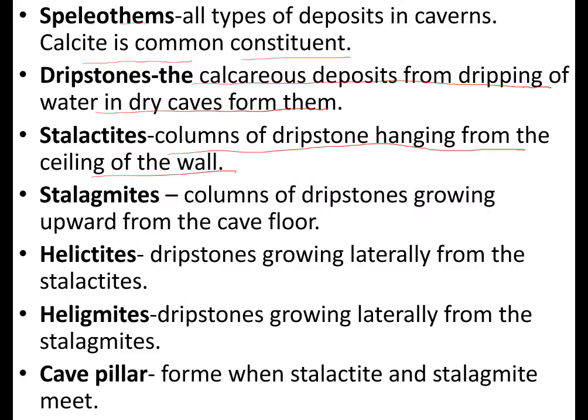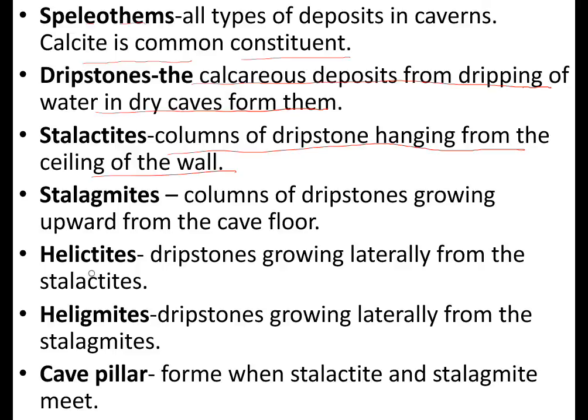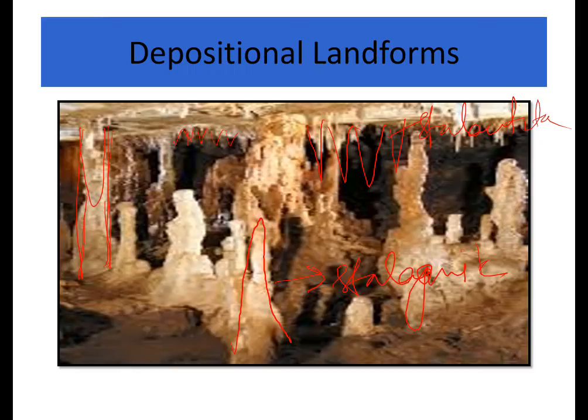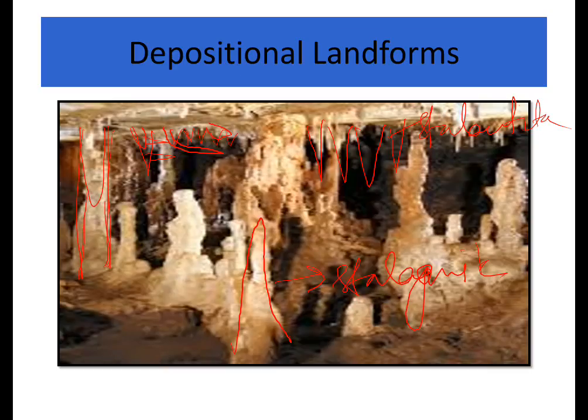And when these stalactites and stalagmites join together, they form pillars. And helictites are dripstones growing laterally from the stalactites. Suppose a stalactite itself can grow laterally like this, or from a stalactite it can grow like this. These are called helictites, whereas heligmites grow like this.